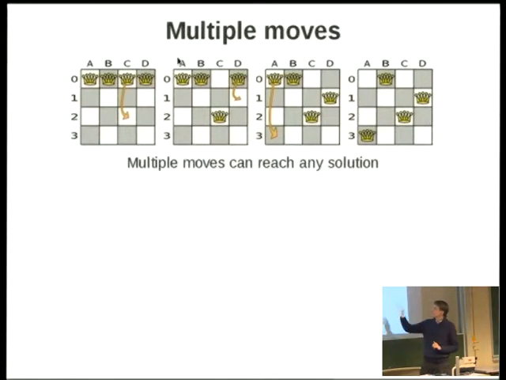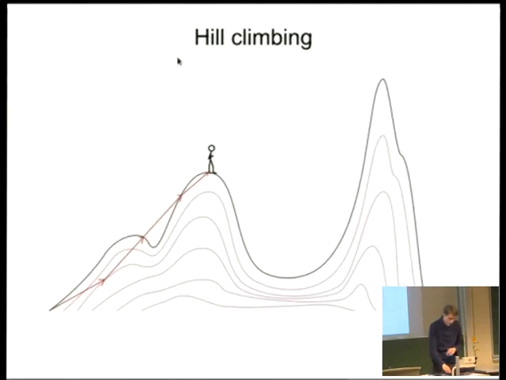Now, the thing is, by sequentially doing moves, you can actually get to any solution which is possible. So you can see here, we start from the solution where all the queens can attack each other, and in three moves, we can actually get to a very, very different solution. So what's the first algorithm to pick these moves? Which moves do we want to do?